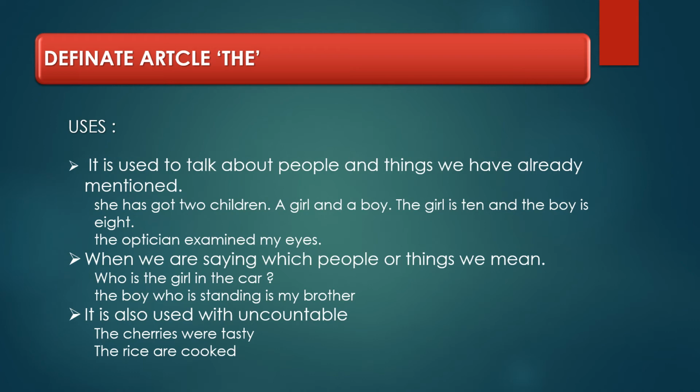It is also used with uncountable nouns. We have studied that "a" and "an" will not be used with uncountable nouns, but the definite article can be used with uncountable nouns. Okay, the cherries were tasty. I have brought some rice. The rice is cooked. It will be used with uncountable nouns.